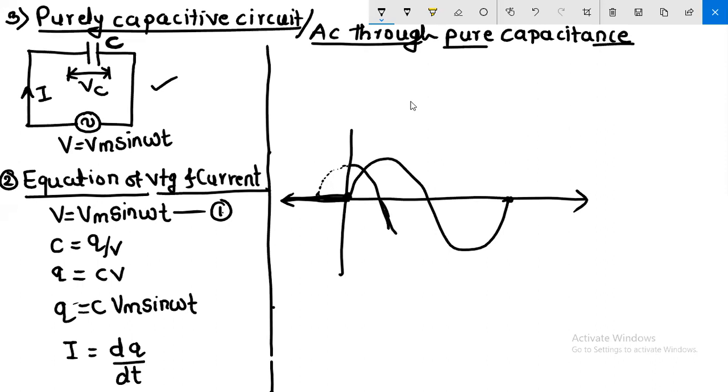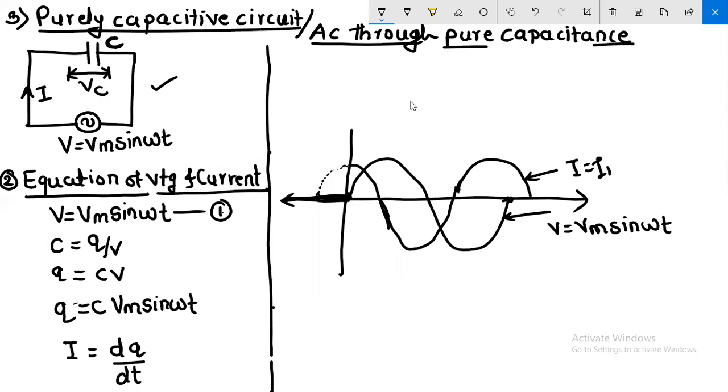Just see how I draw. Okay, so this is my waveform of current. This is the waveform of voltage, V is equal to Vm sine omega t. This is the waveform of current, I is equal to Im sine of omega t plus pi by 2.